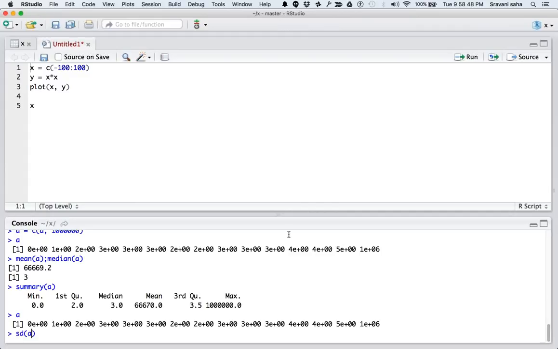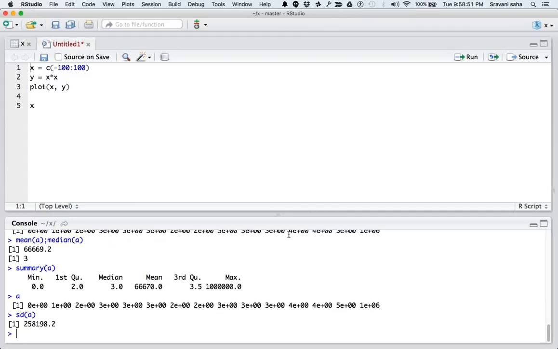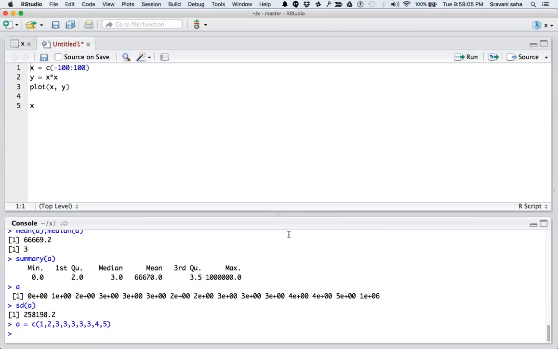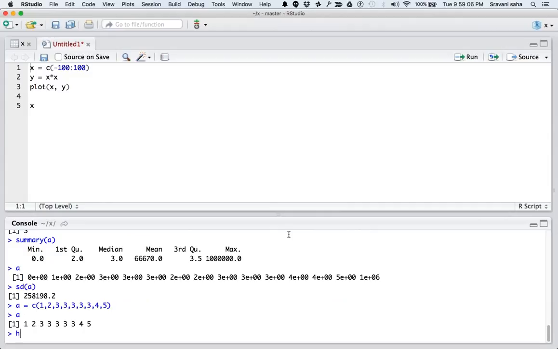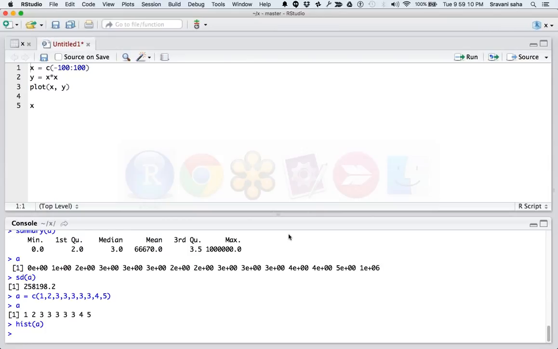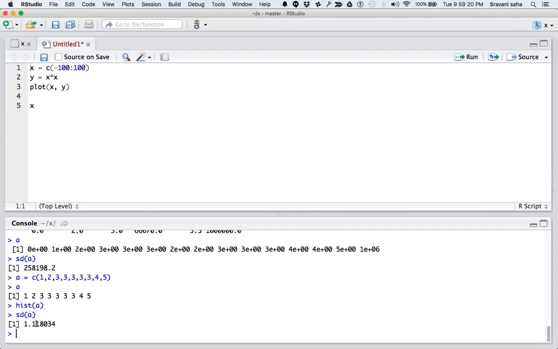Now we want to compute the standard deviation of a, or we can say that this is our a: 1, 2, 3, 3, 3, 3, and we have 4 and 5. See this? So if we say histogram of a, this is how it will look like. But if you say standard deviation of a, you can see it's very small.